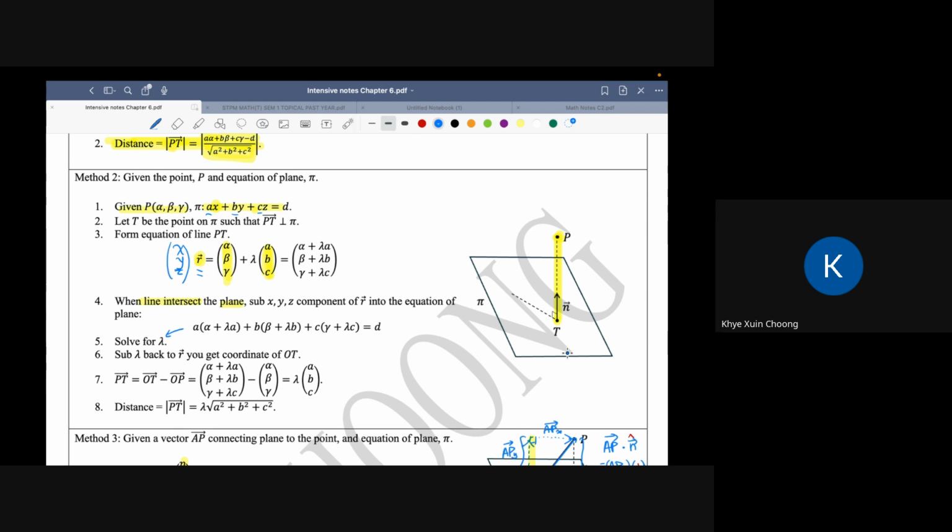So if you sub this condition lambda inside the equation and you add up, you should get the vector, the position vector of OT. So when you find OT, you find the coordinate of T, and you have the coordinate of P, you can find PT. PT is this vector. If you manage to find PT, then the distance is equal to the magnitude of PT. You just find the magnitude of PT, you will get the answer.